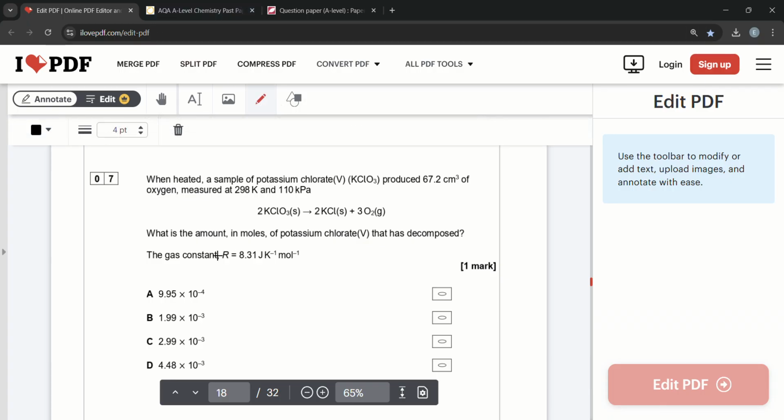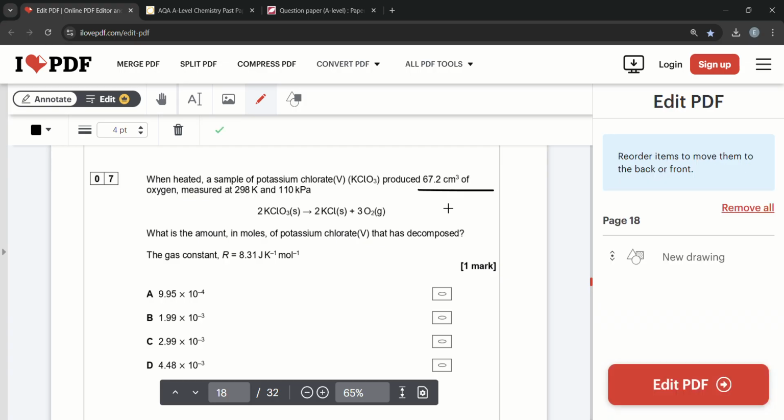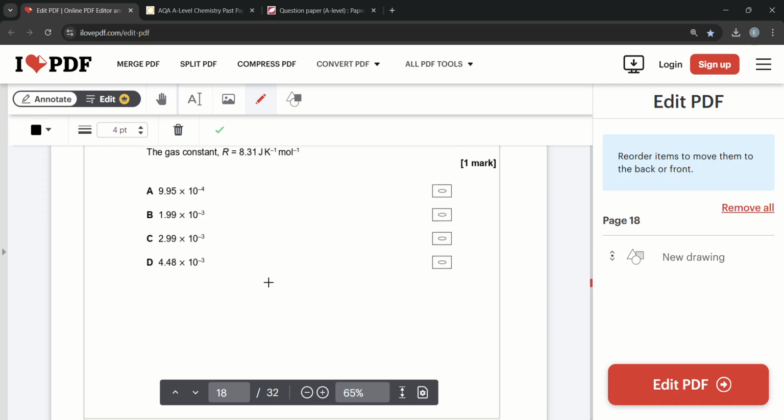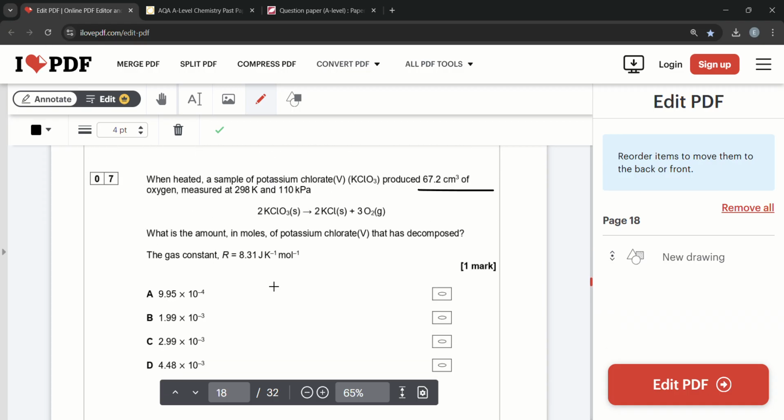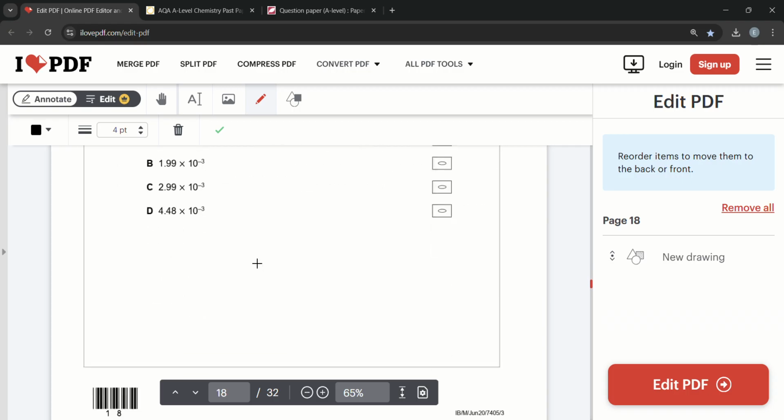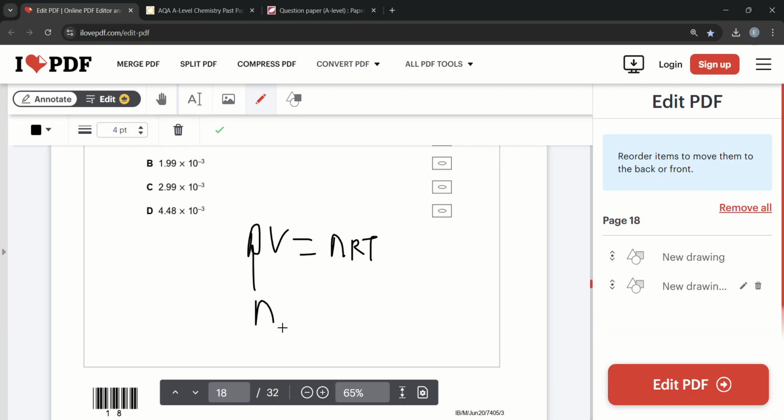Question 7. When heated, a sample of potassium chlorate produced this much oxygen. What is the amount of moles of potassium chlorate that decomposed? So the gas constant R. We're going to use PV equals nRT. I'm going to find the number of moles, n, which is PV divided by RT.